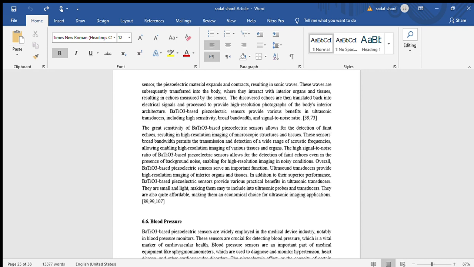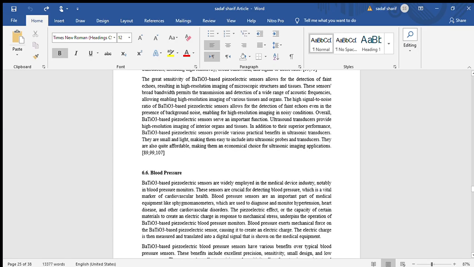The high signal-to-noise ratio of barium titanate-based piezoelectric sensors allows for detection of faint echoes even in the presence of background noise, enabling high-resolution imaging in noisy conditions. Overall, barium titanate-based piezoelectric sensors serve an important function in ultrasound transducers, providing high-resolution imaging of interior organs and tissues.